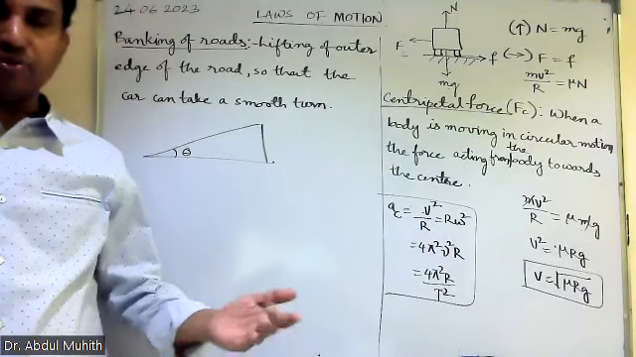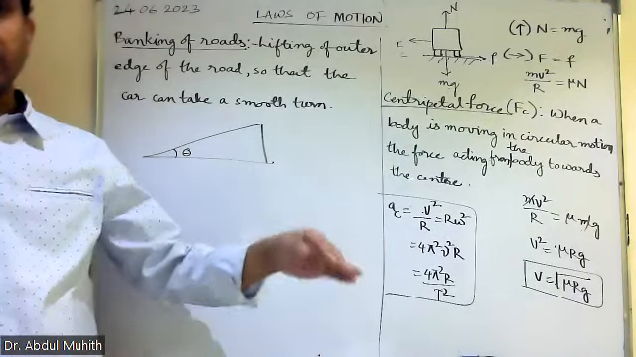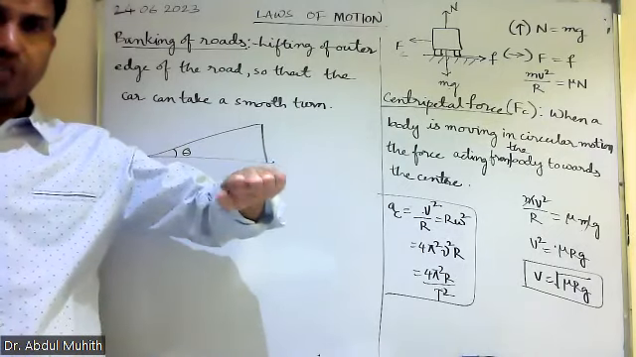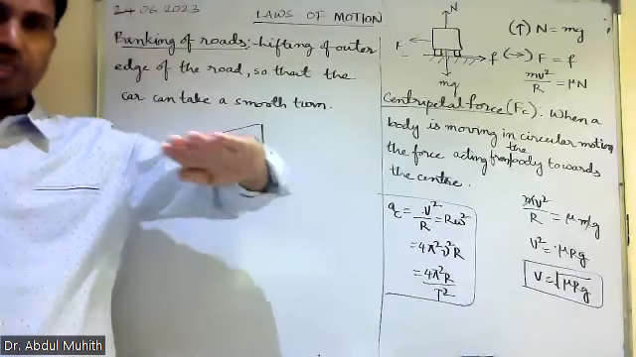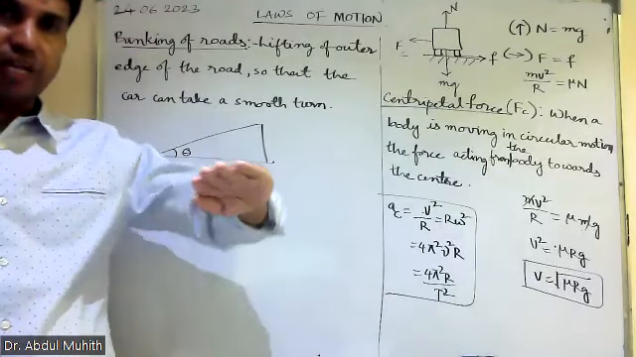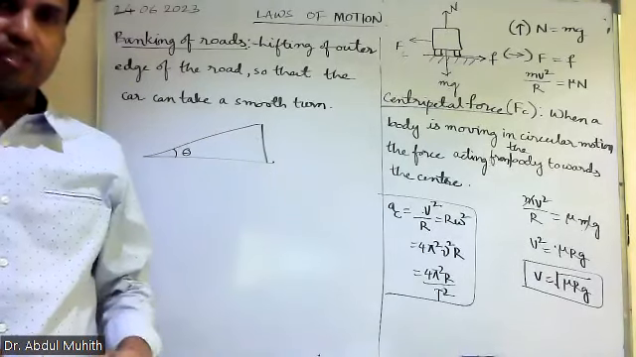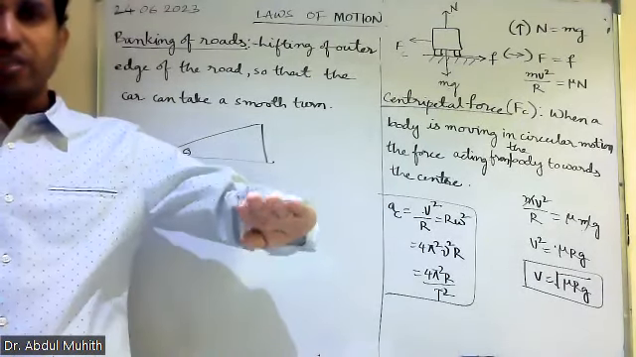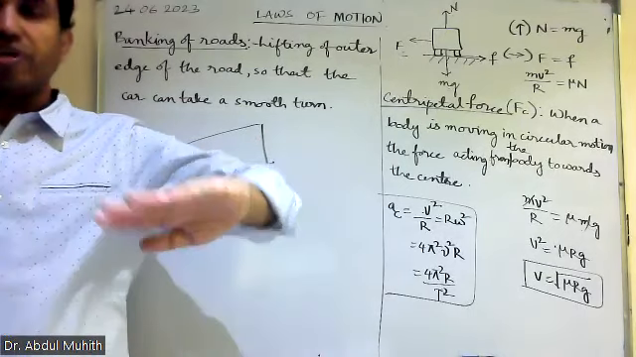Even in India, whenever there is a turning, the outer edge of the road is lifted a little upwards, not too much, just a little. Even when a plane is taking a turn, it will be like this. It will turn in this way. You might have noticed this in the railway track also. When there is a turn, the outer edge of the track is a little lifted upwards.